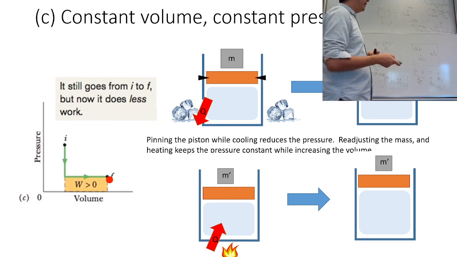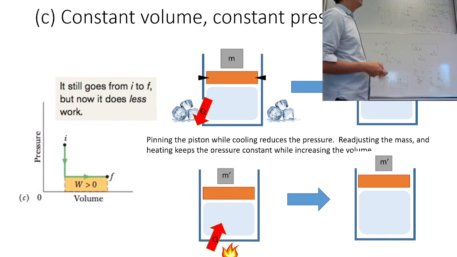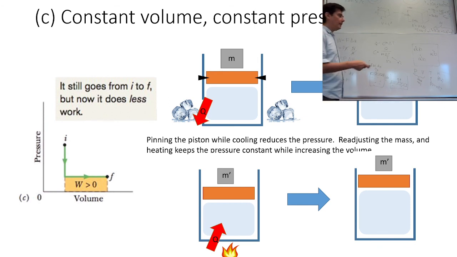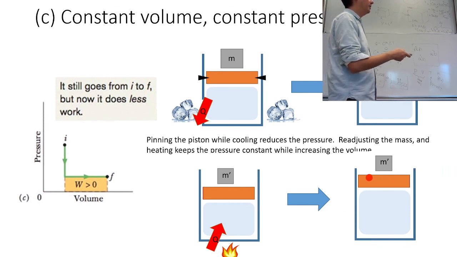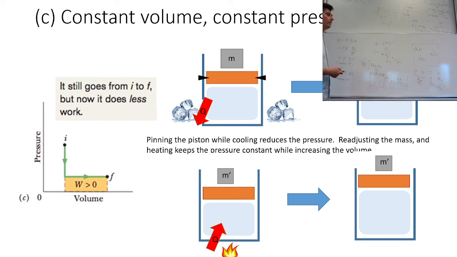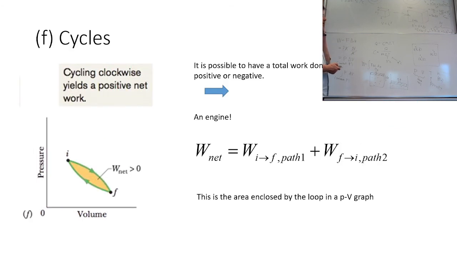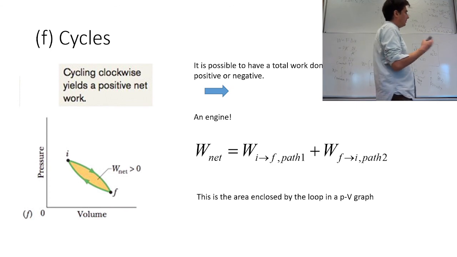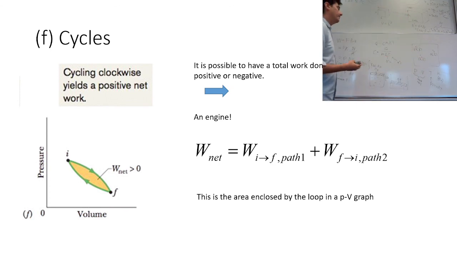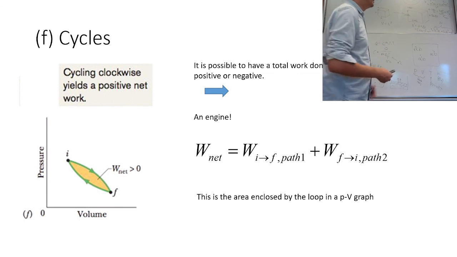And then we can increase the volume by adding some heat, and then it will expand. And in this leg, we don't change the mass on the top here so that the pressure is constant. Pressure is always going to be balanced to be mg, m prime g, and atmospheric pressure. Okay, so that's a little bit more of an idea of physically how you're doing this.